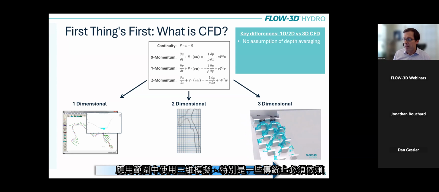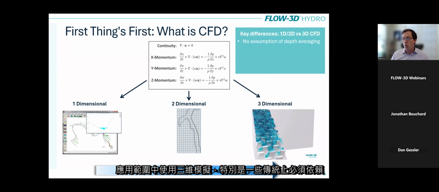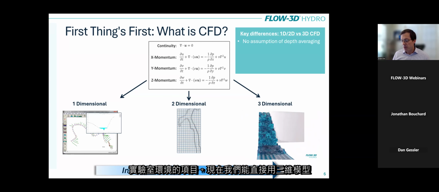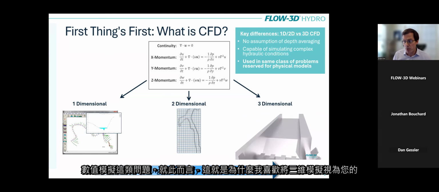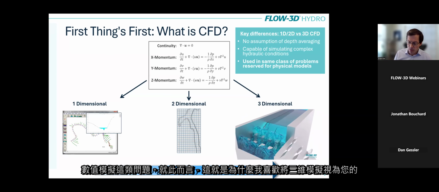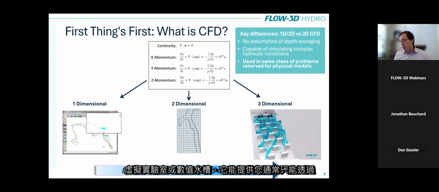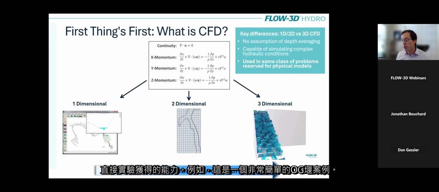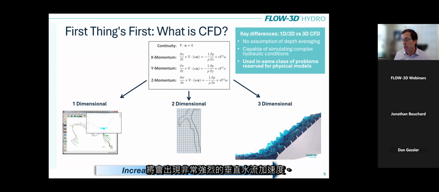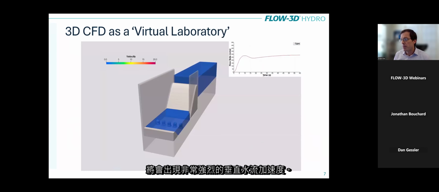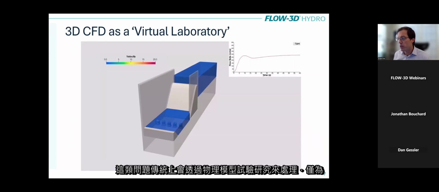And so because of that, we can use 3D modeling in a wider range of applications, specifically the types of things that we would traditionally go to a laboratory environment for. We can now use 3D models to directly simulate those types of things numerically. And so in that regard, that's why I really like to consider 3D modeling like your virtual lab or your numerical flume, in that it's going to give you that same capability that you would typically only get through direct lab experiments.